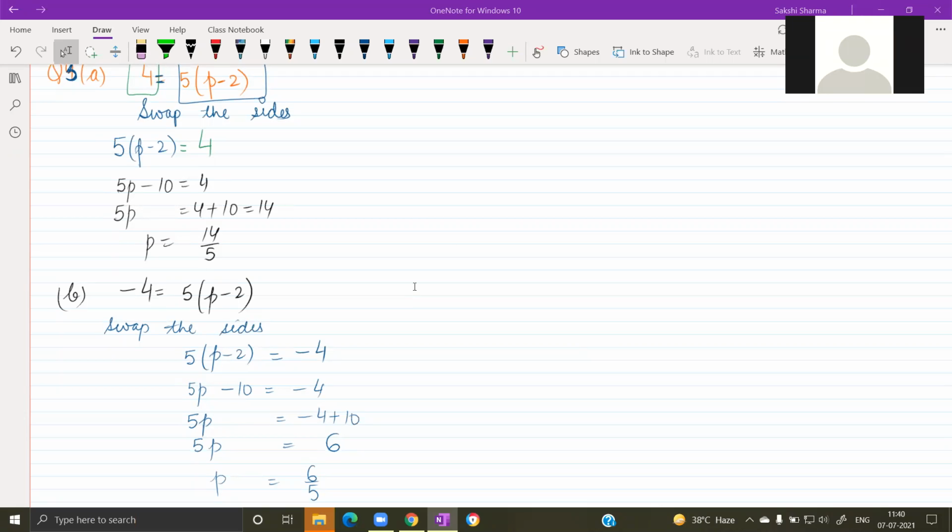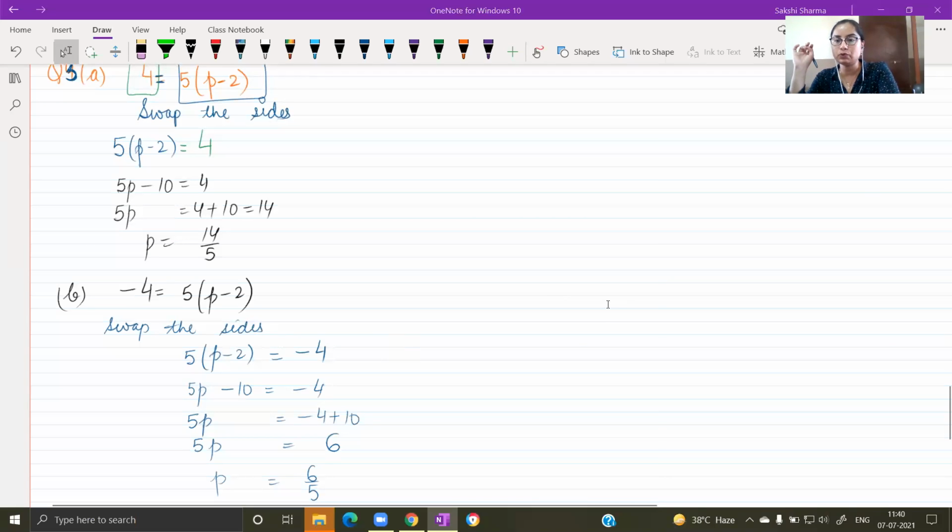Ma'am, is it compulsory to swap the sides? No, it's not compulsory. The way it's given, you can directly solve it the way it's given to you. You don't have to swap the sides. I prefer to swap the sides because I like to keep the variable on the left hand side. Yes, Tanvi? Ma'am, if we swap the sides or do not, the answer will be the same. Yes.